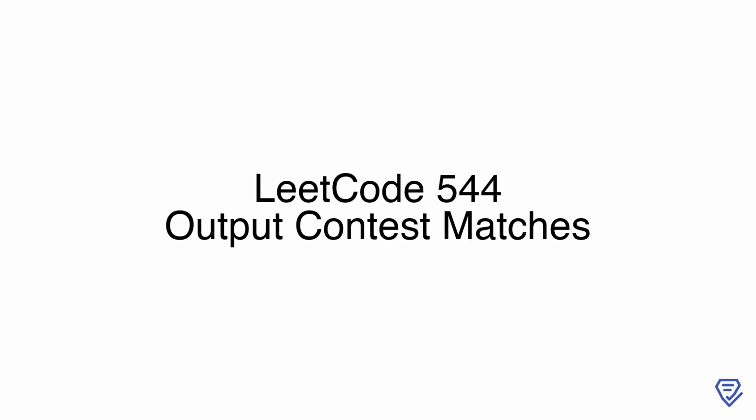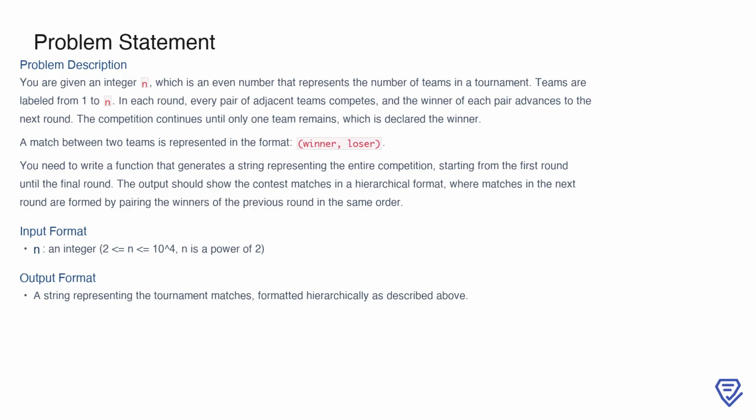Let's dive in. In this problem, we are tasked with simulating a tournament where teams compete in successive rounds until a single winner is determined. The number of teams, represented by the integer n, is always an even number and is also guaranteed to be a power of 2. Teams are labeled from 1 to n, and in each round, adjacent teams face off in matches. The winner of each match advances to the next round, while the loser is eliminated. A match is represented in the format winner, loser, and the process continues until only one team remains.